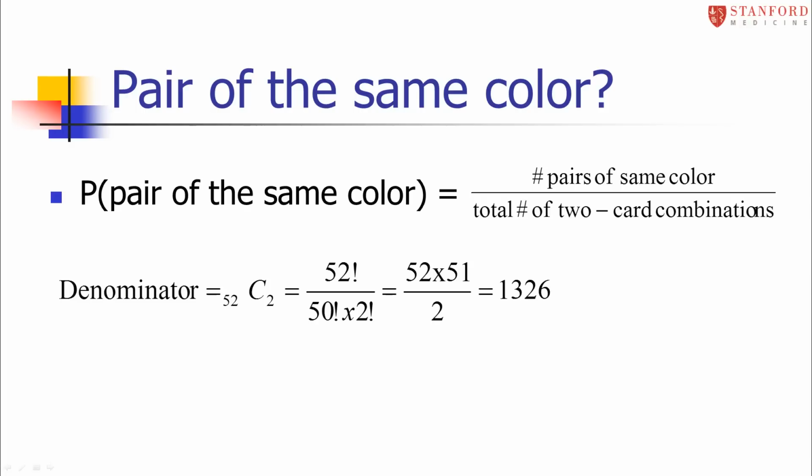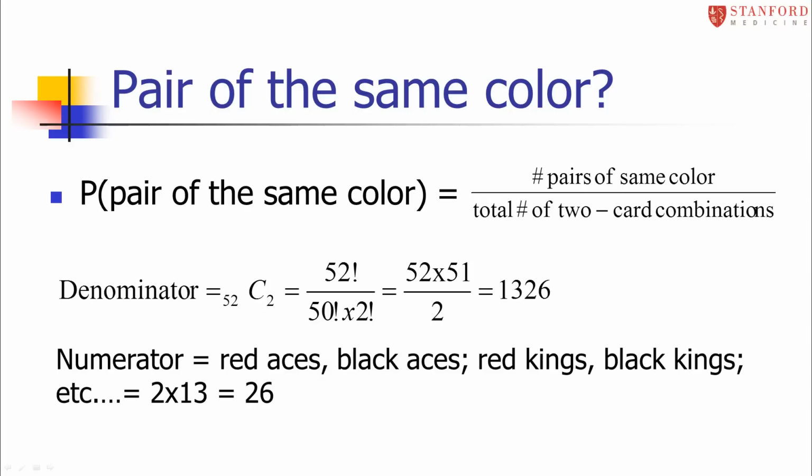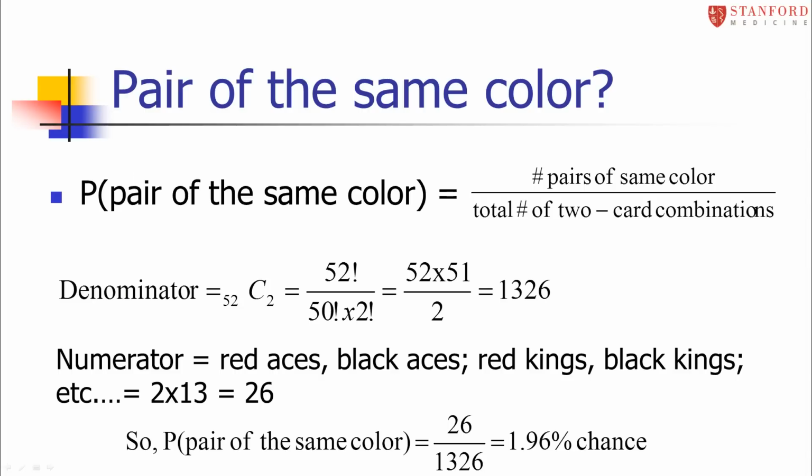That's the denominator. Now, how many pairs of the same color are there? Well, there's no way to solve that one other than to just count them out. So there are 13 different unique faces on cards. You have everything from ace all the way up to king. There's 13 different types of cards. And for each of those types of cards, how many pairs of the same color are there? Well, there's red aces and black aces, red kings and black kings. So there's 2. So it's 13 different faces on the cards. Each of those can be either red or black, so there's 26 pairs of the same color possible. So your chance of getting a pair of the same color when you draw 2 cards is 26 out of 1326, or about a 2% chance.